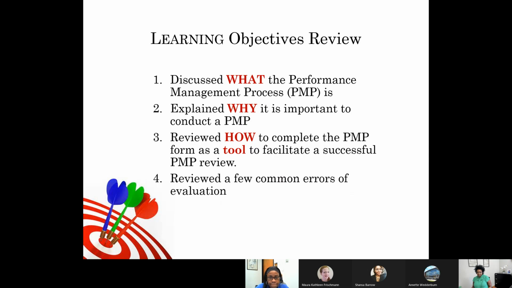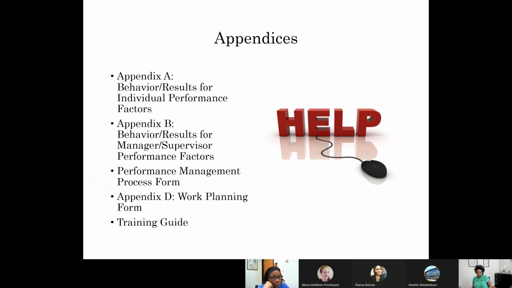All right. So just a review of our learning objectives. I discussed what the performance management process is. I explained why it's important to conduct the PMP, and I reviewed how to complete the form as a tool to facilitate a successful PMP. And then I also reviewed common errors of evaluation in the form.